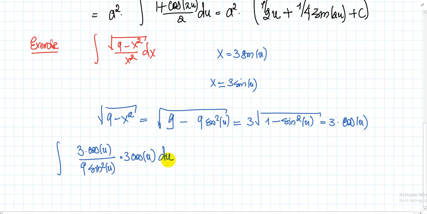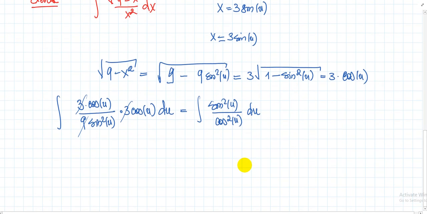Okay. So all the constants will be eliminated, right? This one and this one and this one. And we'll have sine squared of u divided by the cosine squared of u du. Sorry, cosine squared of u divided by the sine squared of u du. Is it better than the previous one? Okay, it is better, but still difficult, right? I need to figure out how to take its integration, right?